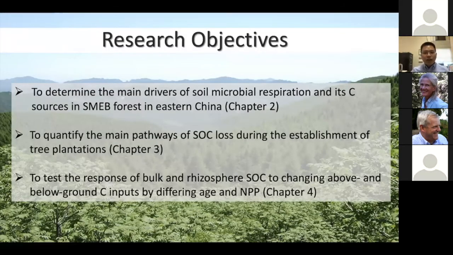So here are 3 objectives of my presentation. First, I will try to determine the main drivers of soil microbial respiration and its carbon sources in SMEB forest in eastern China. Second, to quantify the main pathways of SOC loss during the establishment of tree plantation. Last, to test the response of bulk and rhizosphere soil SOC to changing above and below ground carbon inputs by differing age and NPV.